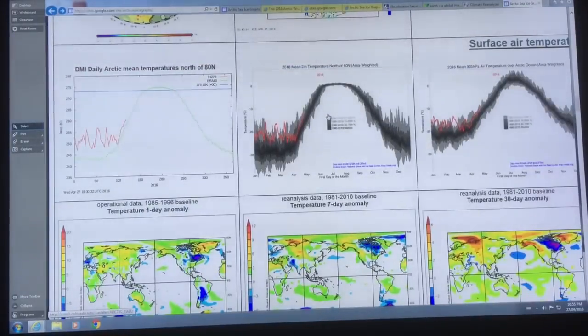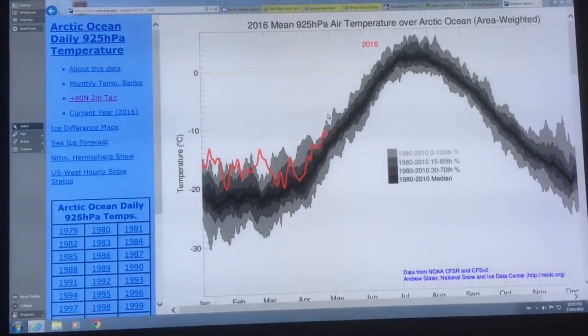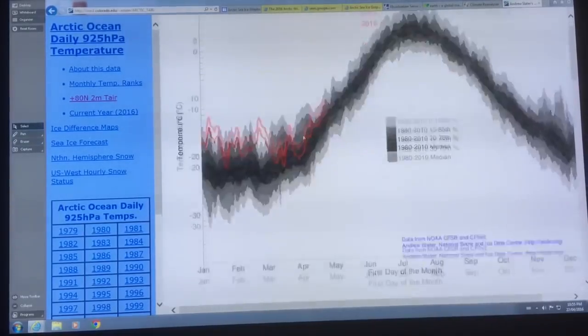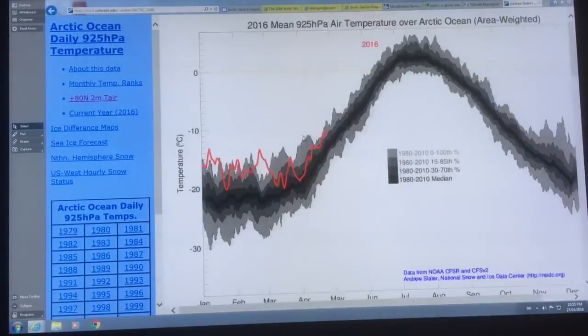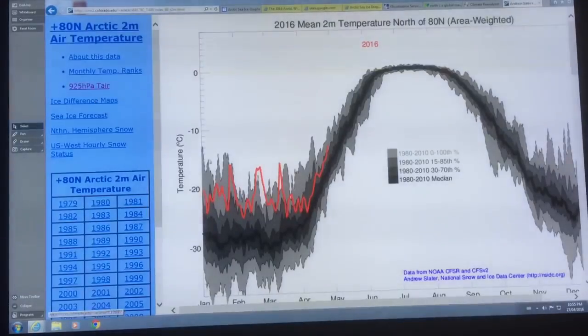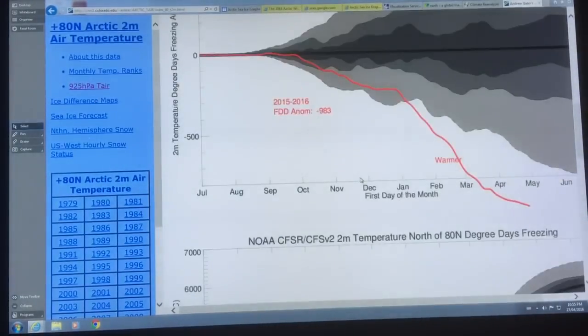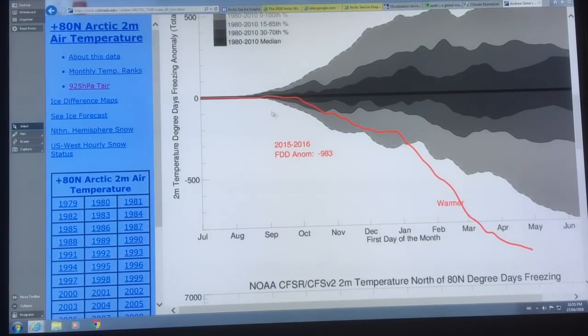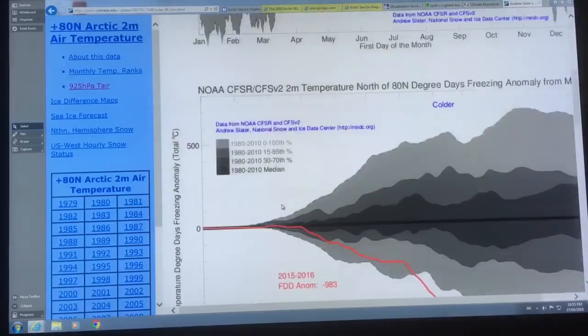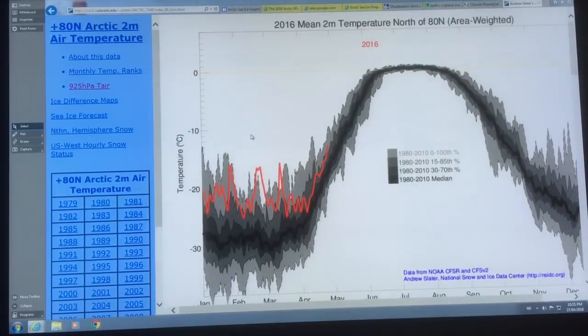This is another plot here, which is interesting, and it shows a similar thing in the data. This shows the air temperature over the Arctic Ocean. We can get the 2-meter temperature, and you can see that it's much higher than the average. And if you look at the freezing degree days, you can see that they drop off. So the Arctic has been much, much warmer than normal. Of course, it's no surprise that the sea ice is taking a big hit.